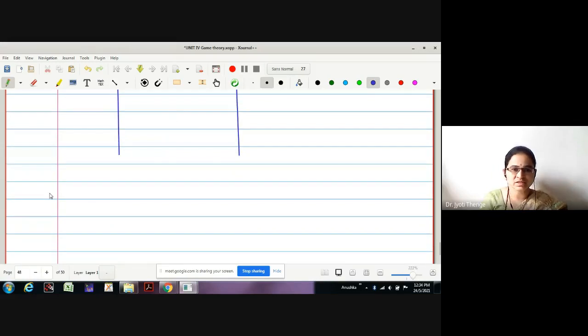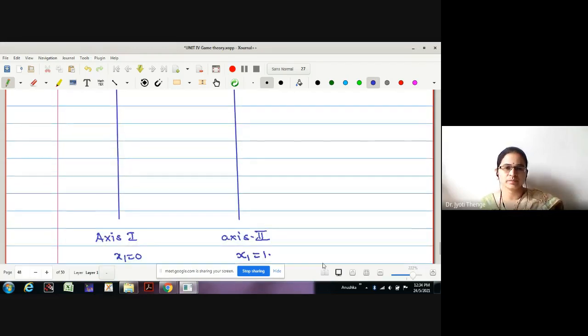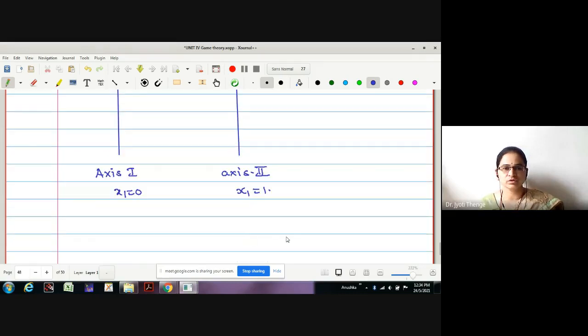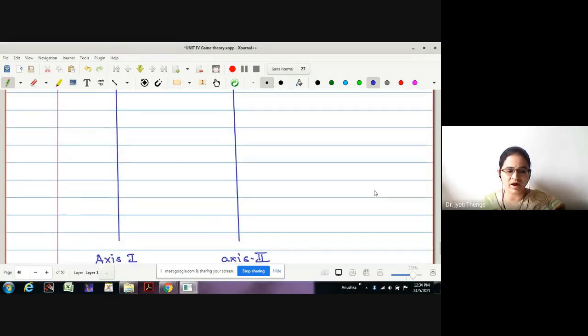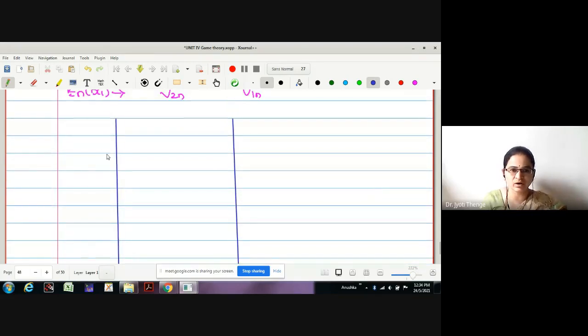Okay, this is my axis 1 and this is my axis 2. This is for x1 equal to 0 and this is for x1 equal to 1. Let me write down the value x1 equal to 0 somewhere, with a dotted line.